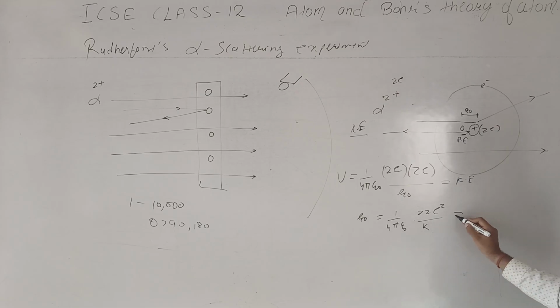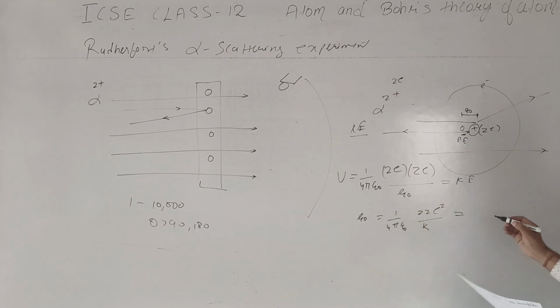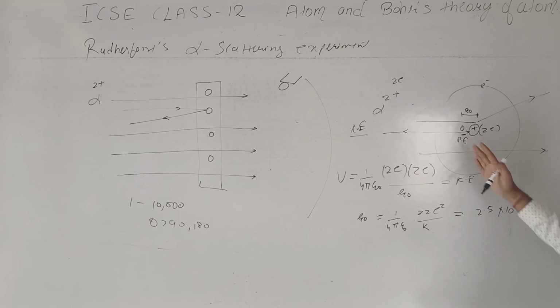So from these calculations, the distance of closest approach comes out to be around 2.5 × 10^-14 meter. This 2.5 × 10^-14 meter is the distance of closest approach. It means the alpha particle cannot come closer to the nucleus than this distance.